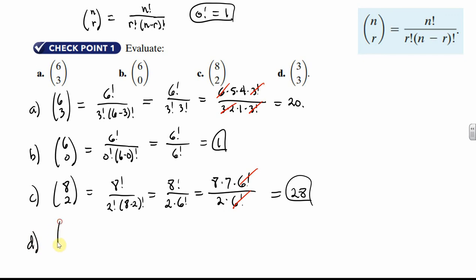Part D, 3 things taken 3 at a time. That's 3 factorial over 3 factorial times (3 minus 3) factorial. Just off the bat, 3 factorial divided by 3 factorial cancels out. So I have 1 all over 3 minus 3 factorial, which is 0 factorial, and 0 factorial is defined as 1, so I have 1 divided by 1, we just get 1.